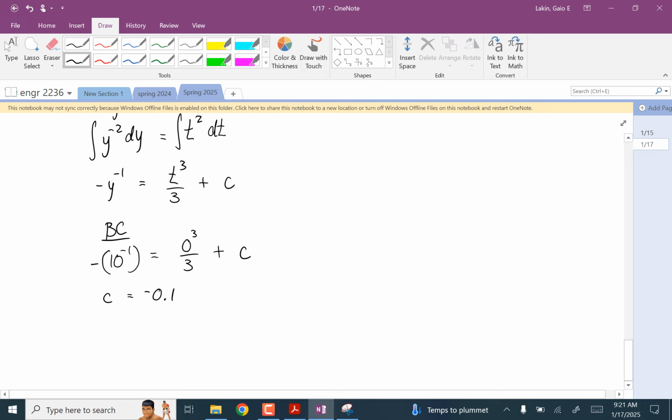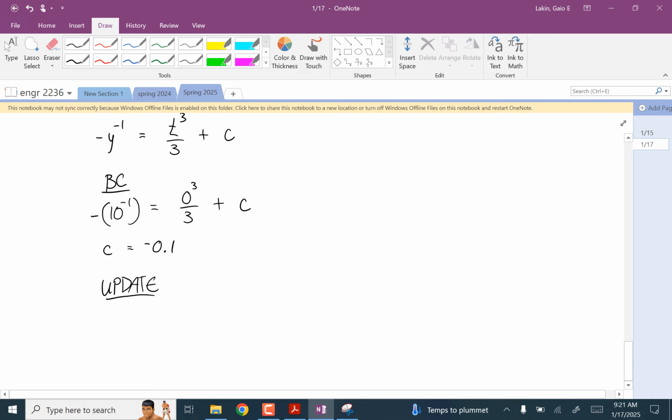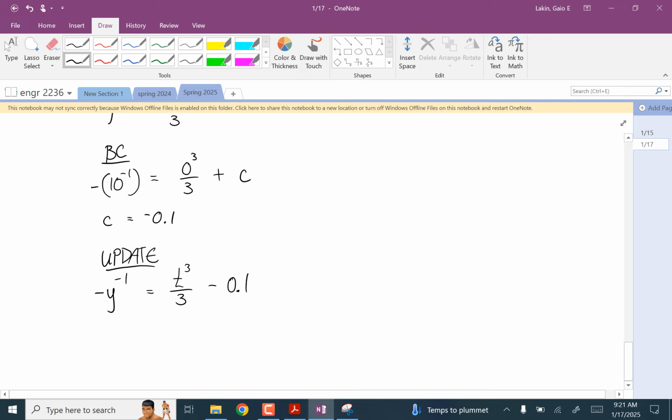Yes? So in the answer we want to find c, not the function. We do want to find the function, so we're almost there now, not quite yet. So now I'm going to update our relationship. And what we have is that negative y to the negative 1 is equal to t cubed over 3 minus 0.1. Okay. And now I just want to find y as a function of time.